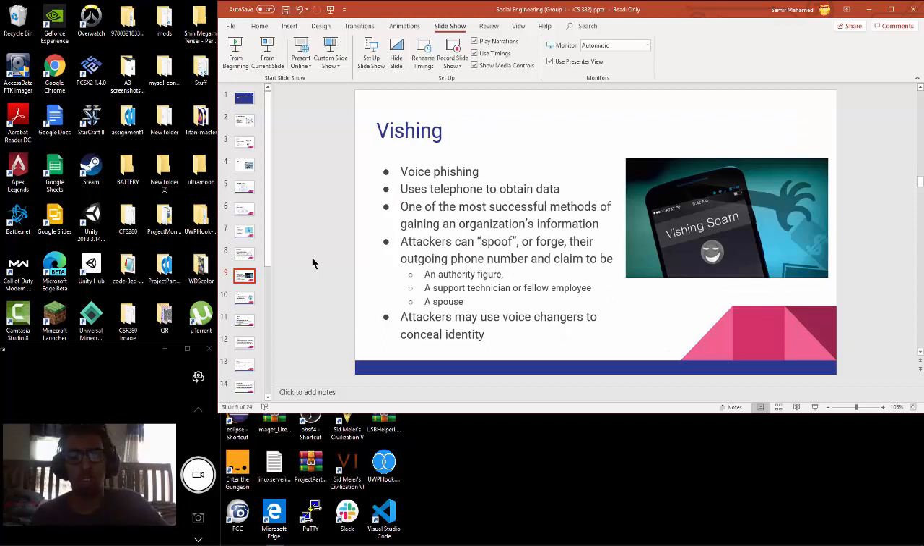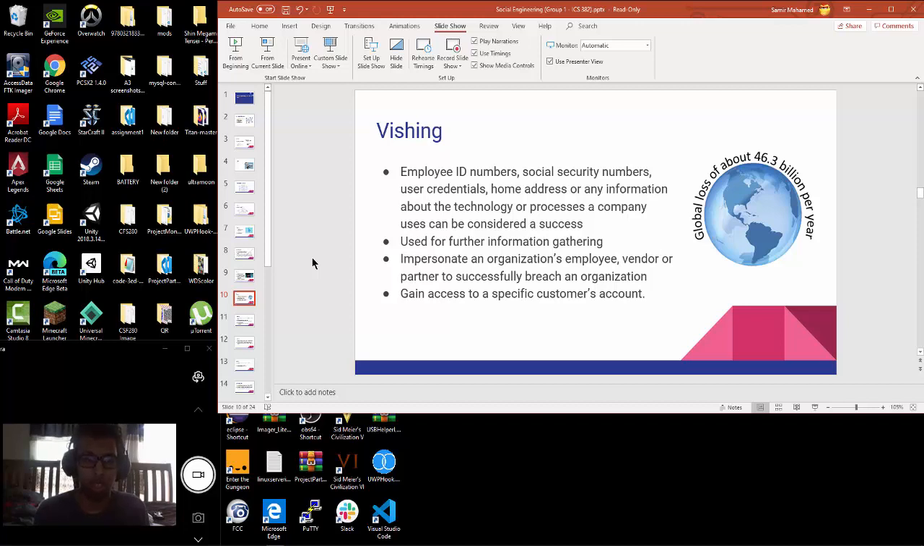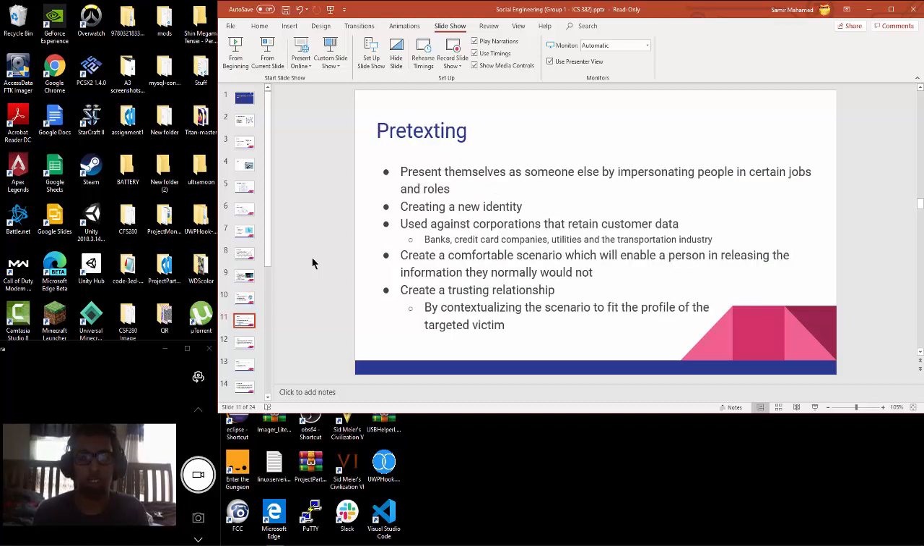Then there's voice phishing. It's just using telephones, calling people, spoofing their phone numbers, and pretending to be authority figures. This is the basic one that you see a lot on phone calls and emails. They usually look for ID numbers and things like that, and trying to gain access to things.